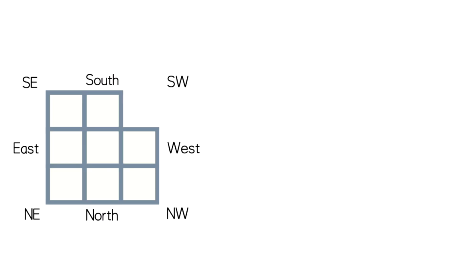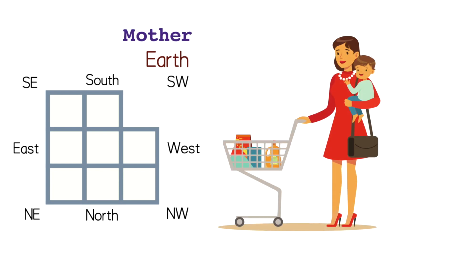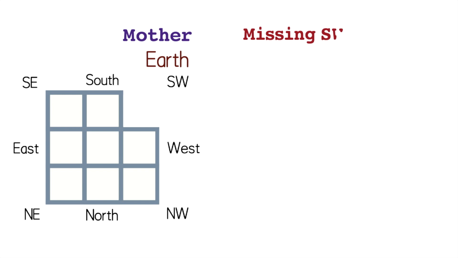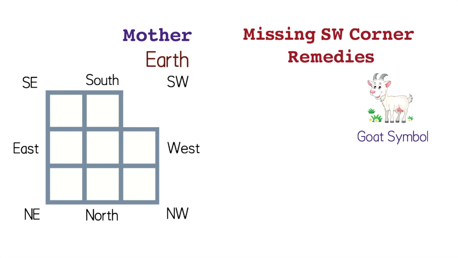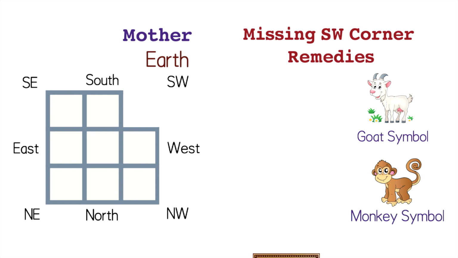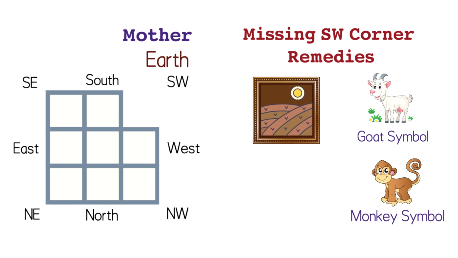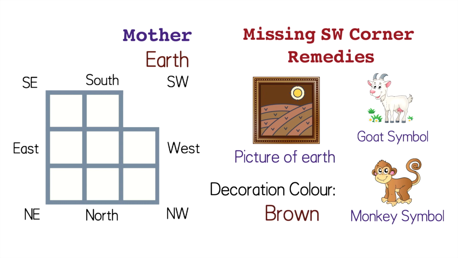If your house is missing the southwest corner, which belongs to the earth element, this is not good for the mother of the family. Therefore, the remedy to be used is to place a symbol of a goat or monkey in this direction. As southwest belongs to earth, you can also hang a picture of a vast earth or land as a remedy. The color to be used for decoration is brown.